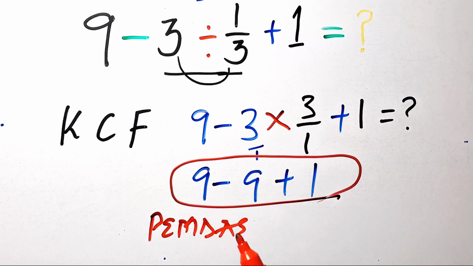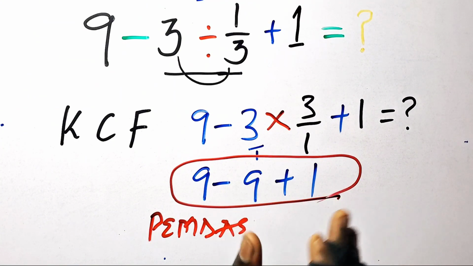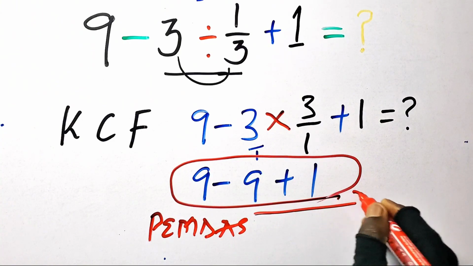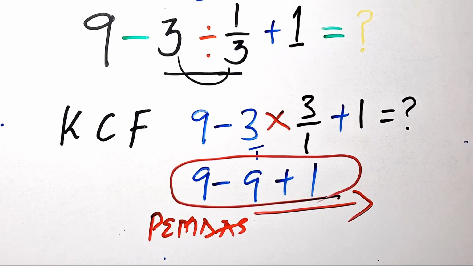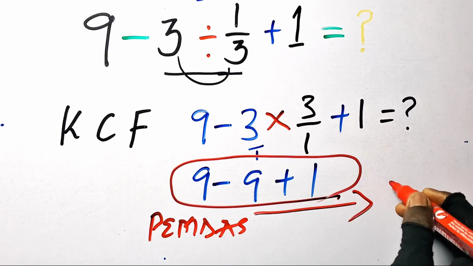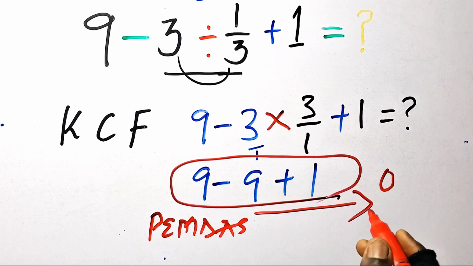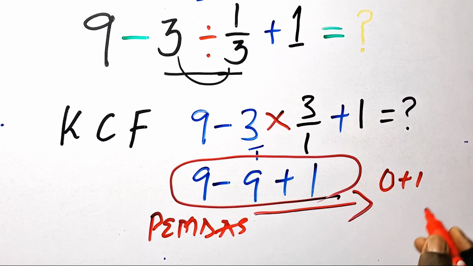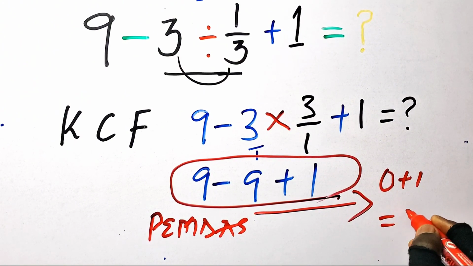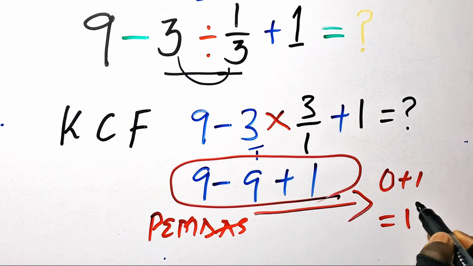Parentheses, the bracket is not there, the exponent is not there, multiplication is also not here, then division, no, addition and subtraction. Then the rule says addition and subtraction are equal, so we go left to right. That is 9 minus 9 equals 0, plus 1. Therefore, your answer is equal to 1. This is your final answer.